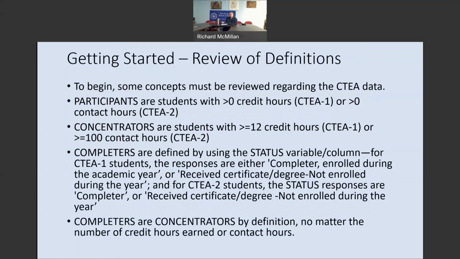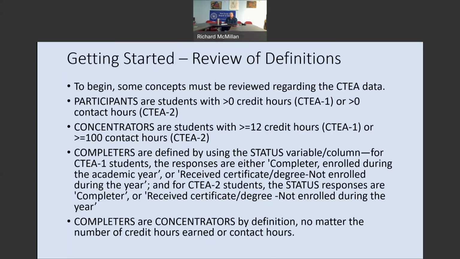Getting started, review of definitions. To begin, some concepts must be reviewed regarding the CTEA data. Participants are students with greater than 0 credit hours or greater than 0 contact hours. Concentrators are students with greater than or equal to 12 credit hours for CTEA 1 or greater than or equal to 100 contact hours for CTEA 2.